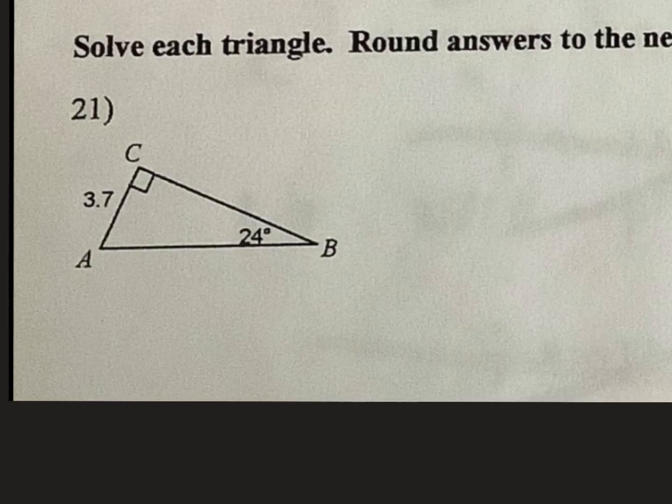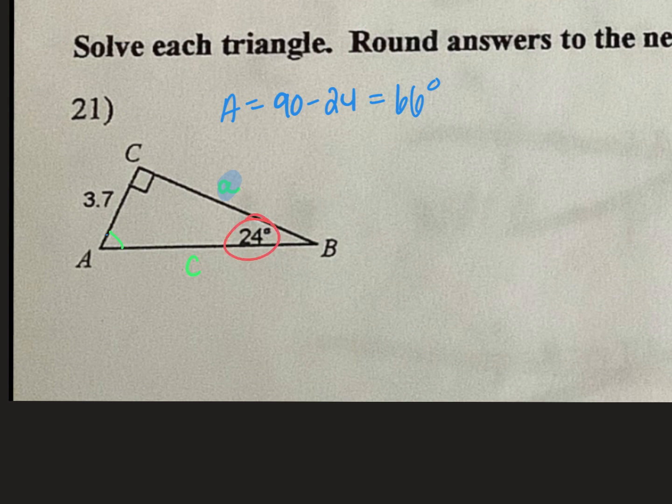Alright, now 21 is asking you to solve the triangle, so it wants you to find all of your missing parts. So we have to find side C, side A, and angle A. So to find the angle, you're going to do 90 minus 24, and that will give you your measurement for angle A. So angle A is 66 degrees, so now we need to solve for one of our missing sides.